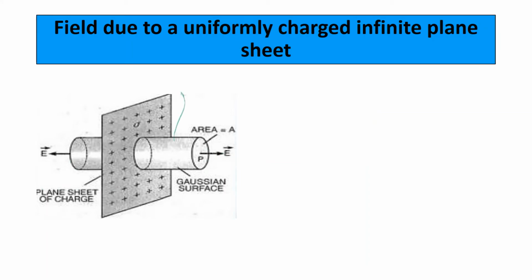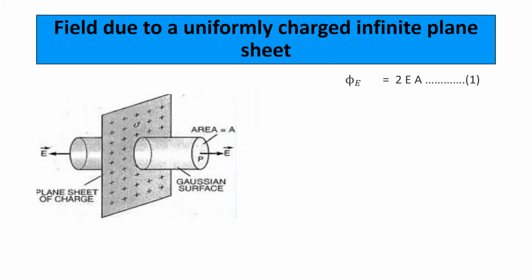What will be the electric flux through this curved surface? The electric flux will be 0, as E and A are perpendicular to each other, because normal to this curved surface will be in this direction. When E and A are perpendicular to each other, theta is equal to 90 degrees and flux becomes 0. In this case, for an infinite plane sheet, you don't have to find out the electric flux through the curved surface. You need to find out the electric flux only through these two end faces.